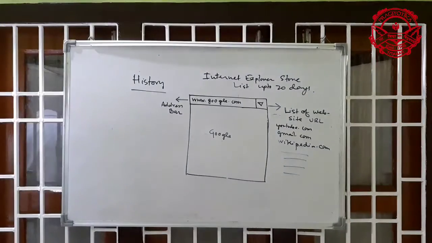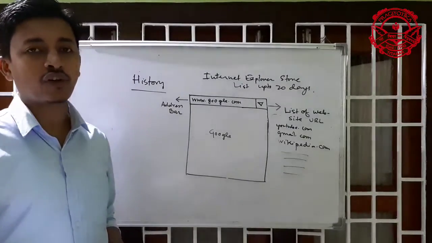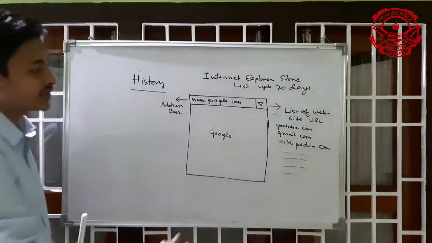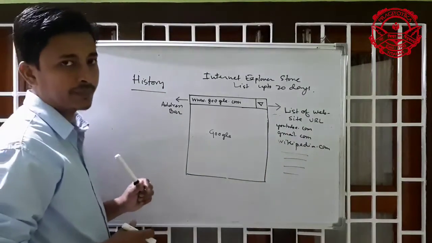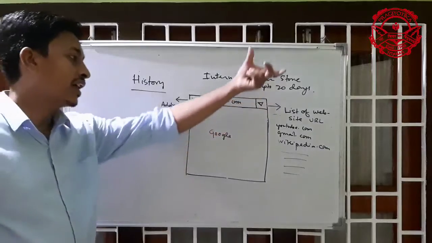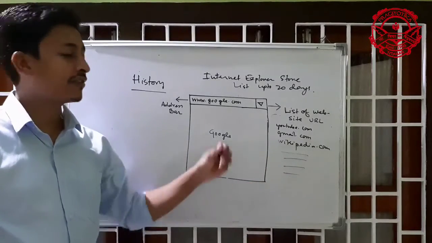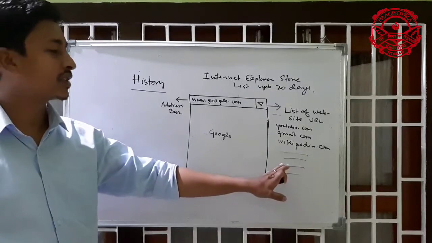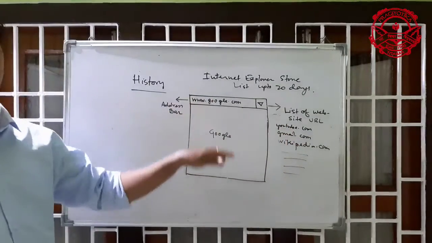Now see, this list of websites visited over a fixed period of time is called the history. History means the list of web pages or URLs you have visited in a fixed period of time. This Wikipedia you have already visited, Gmail is already visited, YouTube is already visited, and also Google.com is already visited.